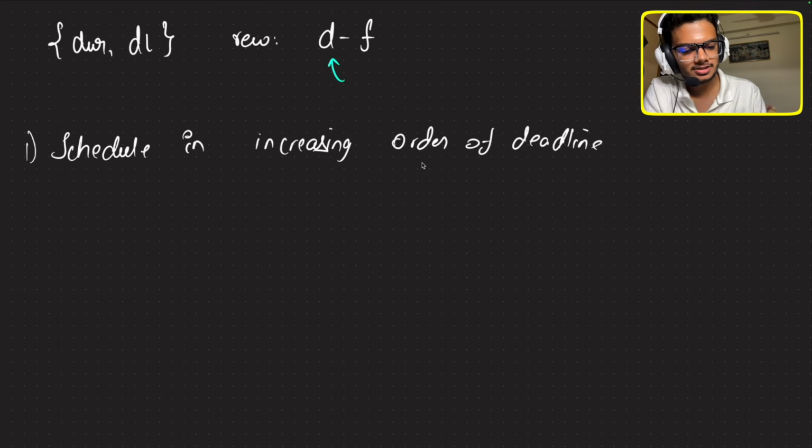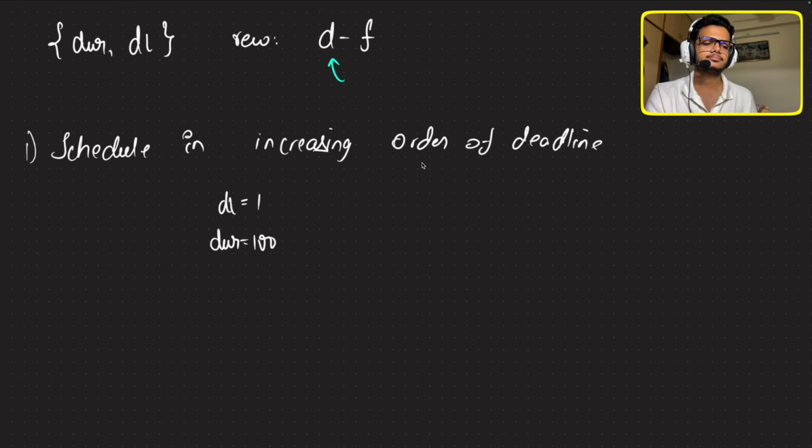You can fail this strategy if you just use a little bit of your brain. So what you can do is, let's just say first we have a task with a deadline of 1. Okay, so it has to be scheduled immediately. But it has a duration of 100. And let's say we have another task whose deadline is 2, just greater than it, but the duration is small. The duration is simply 2.